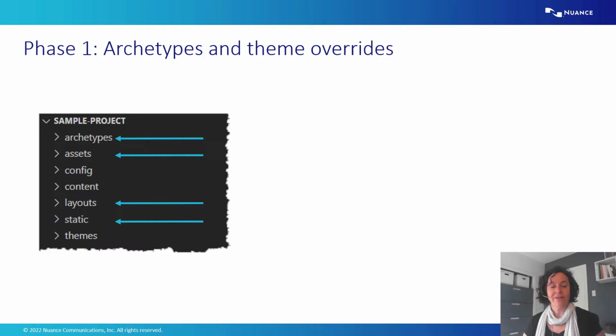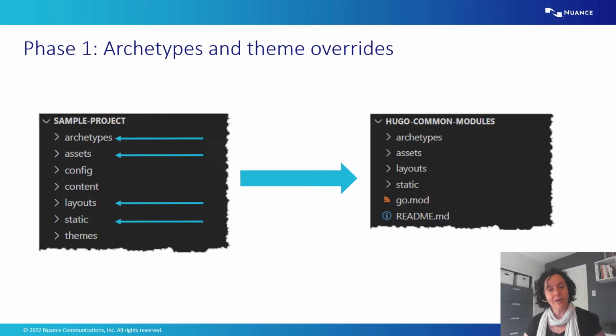And in this first phase, we took all these files and we put them in a Hugo module, which we called, very originally, Hugo Common Modules. And if you've worked with Hugo modules before, you know that the next step is to configure your Hugo project to specify which Hugo module that you want to load or import. So let's look at how we did that.